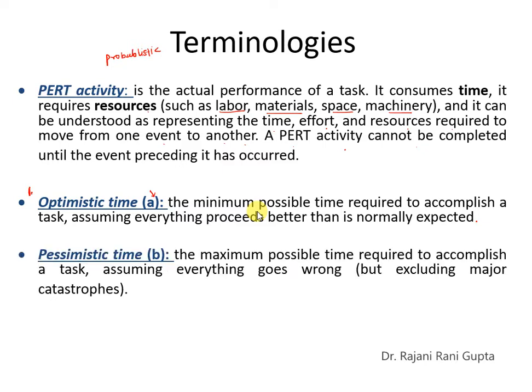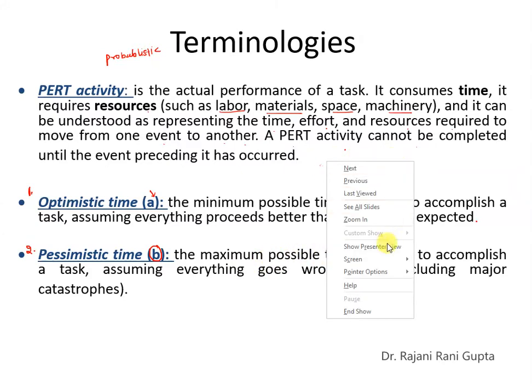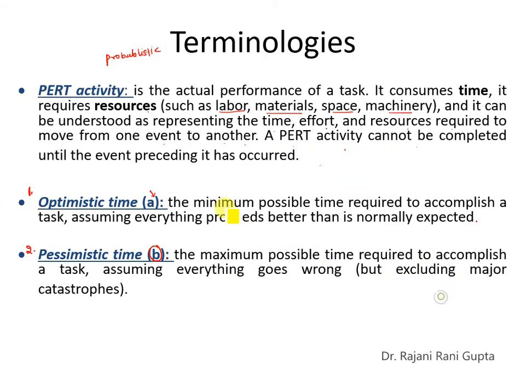The second time is pessimistic time, which we denote by the letter B. It is the maximum possible time. So you can see the difference here. The optimistic person is the one with a positive approach.